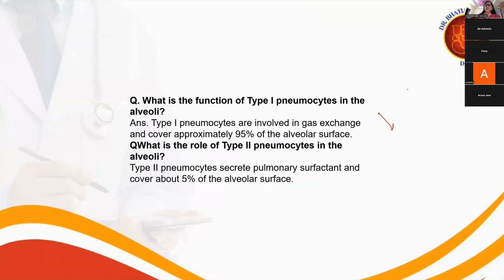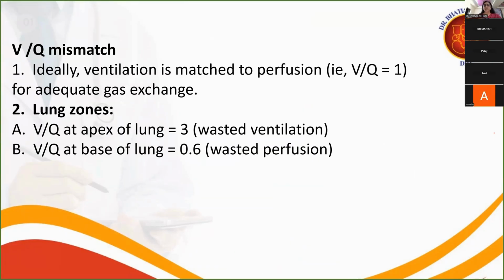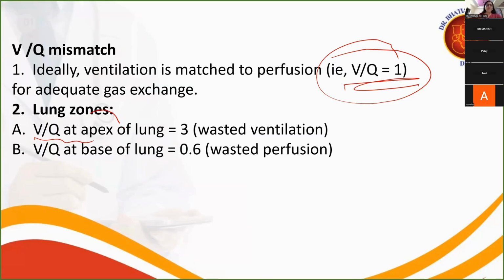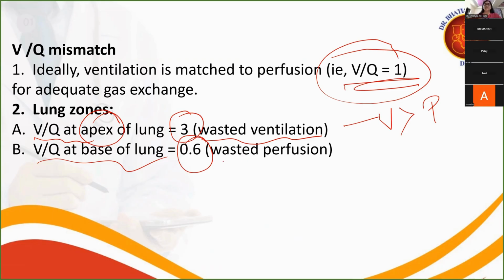We discussed the ventilation perfusion ratio, that is the VQ ratio. The ideal ventilation perfusion ratio should be VQ equal to 1. This is the ideal ratio that we all want, but that does not exist. The VQ ratio at the apex of the lung is 3, that is there is wasted ventilation. Ventilation is more and perfusion is less. At the base of the lungs, the VQ ratio is 0.6, that is wasted perfusion, where the perfusion is more and ventilation is less.